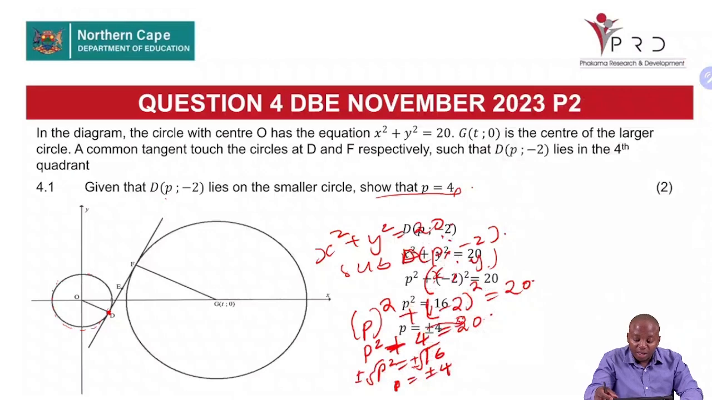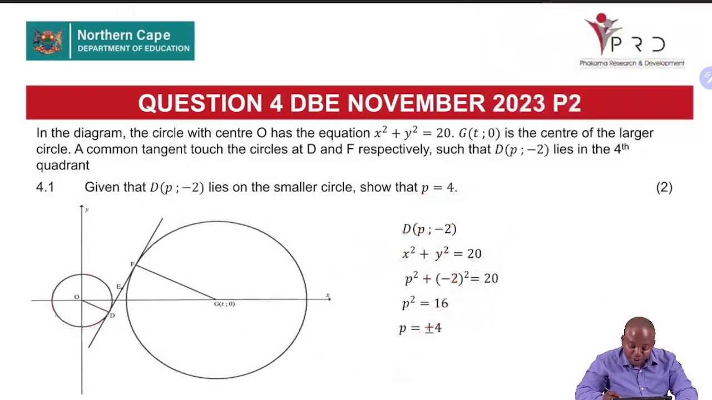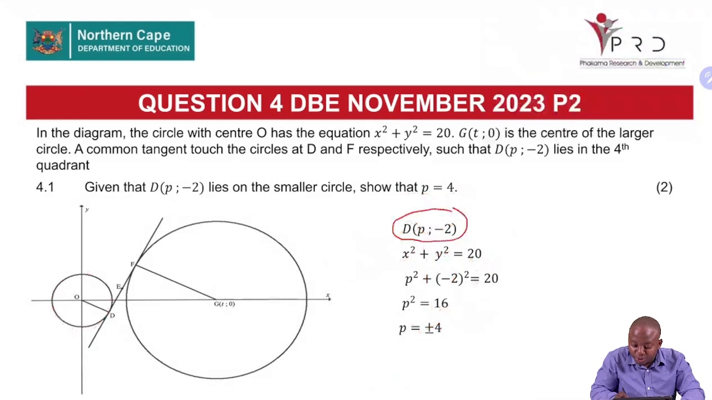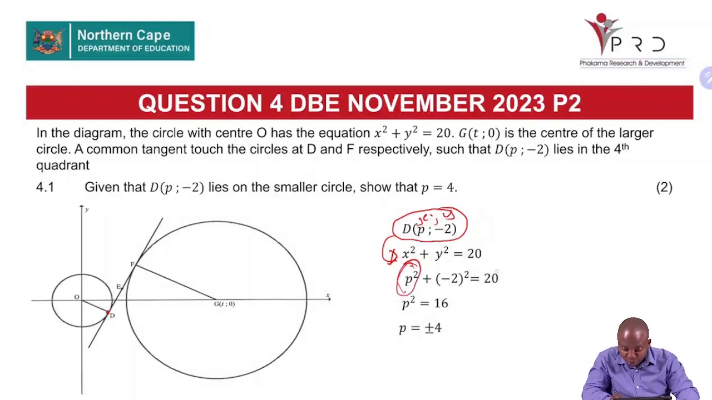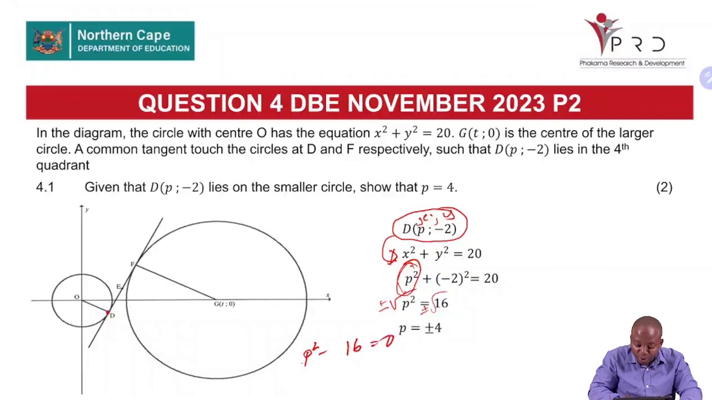Like mentioned, for these solutions, D is (P, -2). Thereafter, we substitute D in the small circle. Why? Because D lies on the small circle. When there is x, you put P, and when there is y, you put -2. Then we solve for P. So P is plus or minus 4. Remember, when you use a square root, it's plus or minus. Or we can just say P squared minus 16 is equal to 0. We now apply a difference of two squares here. So P is plus or minus 4.